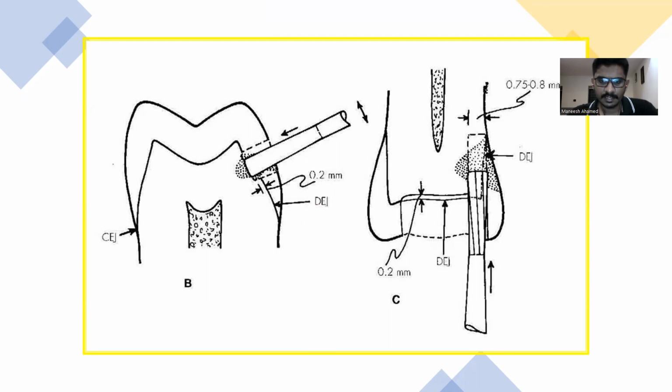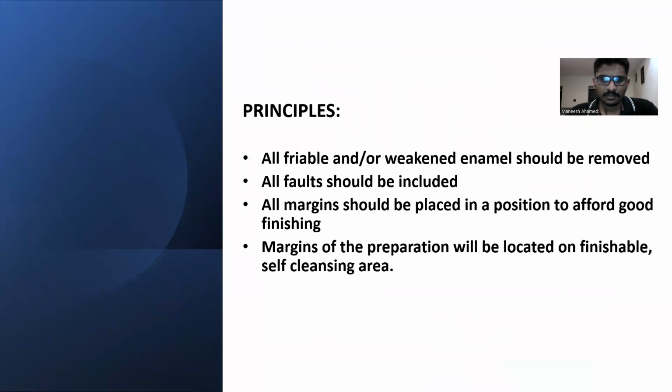In this, the initial depth on the occlusal surface is 0.2 millimeter, and on the proximal surfaces it is 0.75 to 0.8 millimeter past the dentino-enamel junction. So this is the initial depth. So what are the principles of outline form? The principles of outline form are that all friable or weakened enamel should be removed.